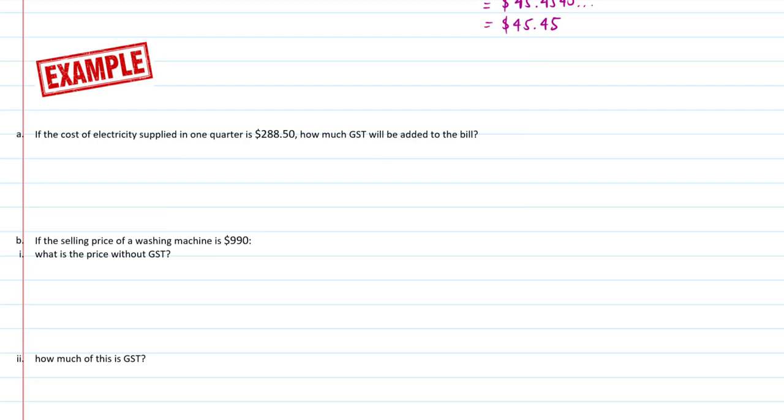It's something that's provided to you by a company, and so the GST is added, and we want to know how much GST. Well, the GST, we recall, is equal to 10% of the original price, which is 10% of $288.50, and that's equal to $28.85. That's just multiplying by 0.1, which is the same as dividing by 10.